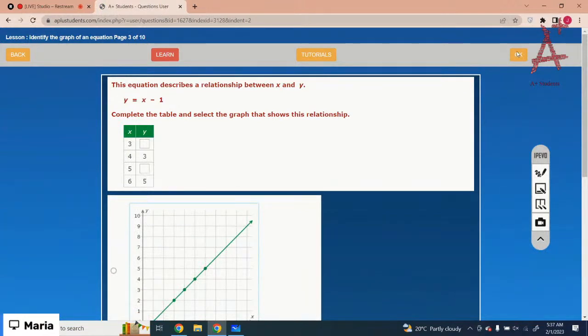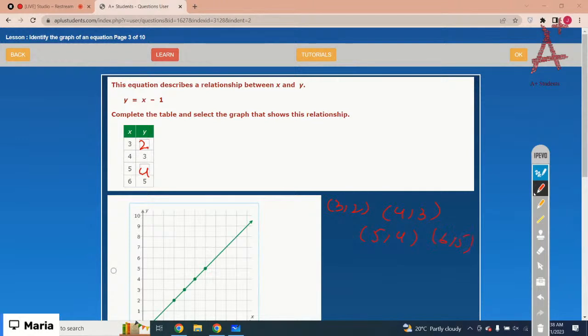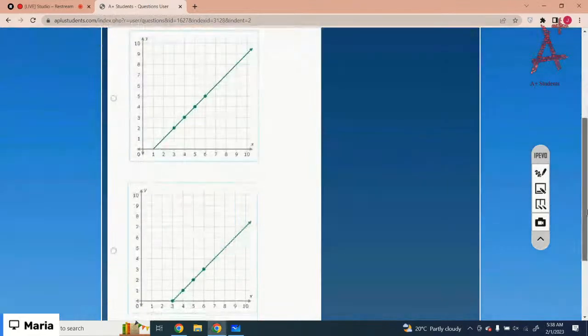Okay, the next one is y equals x minus 1. Okay, so x minus 1. X is 3, 3 minus 1 is 2. X is 5, 5 minus 1 is 4. Okay, the ordered pairs are 3, 2, 4, 3, 5, 4, and 6, 5. Just match the points on the graph. Got it? Let me just scroll down.